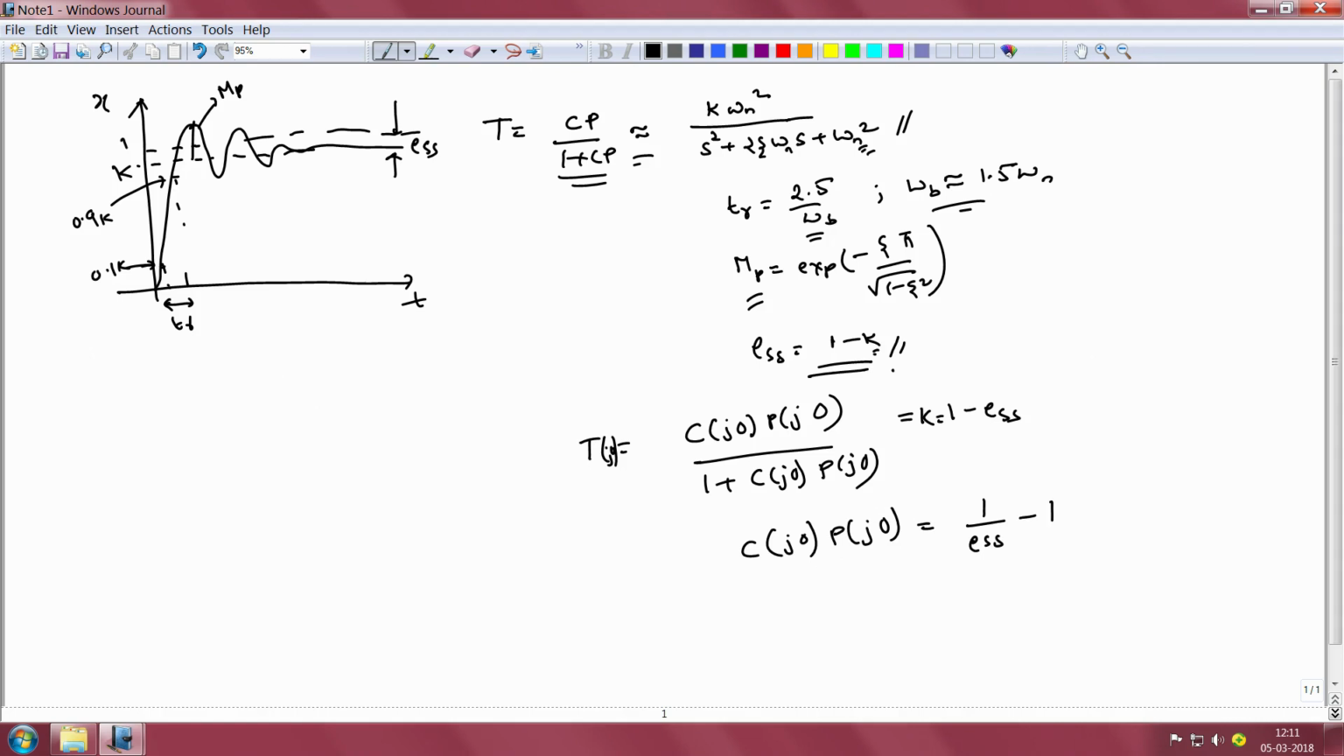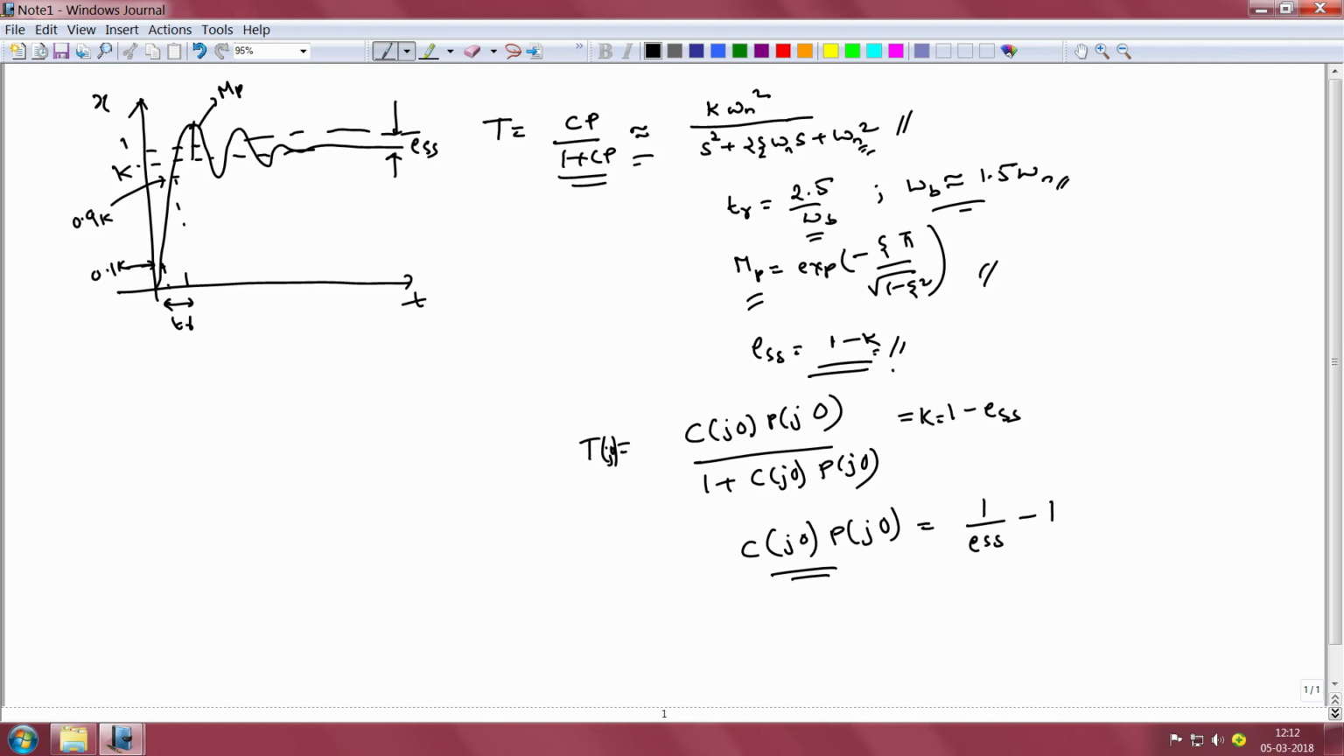So, converting the closed loop specification at 0 frequency to the corresponding open loop specification on C of j0 times P of j0 was quite straightforward, and this is what it is. Next, we also have to translate the other specifications, namely that of omega n and that of zeta, to corresponding open loop specifications. Now, here once again we shall make an approximation.